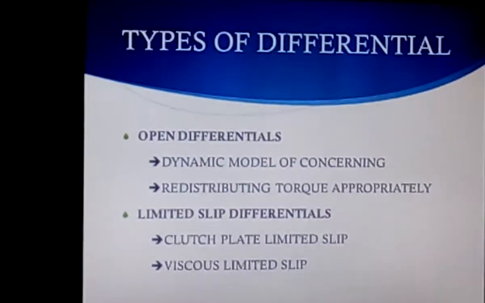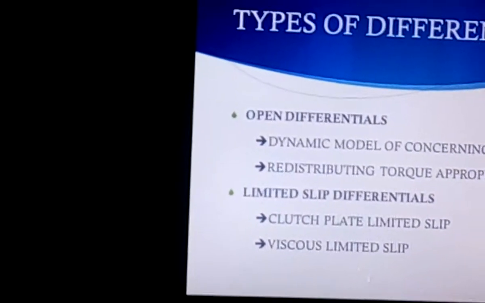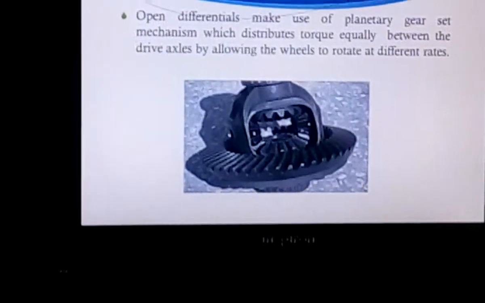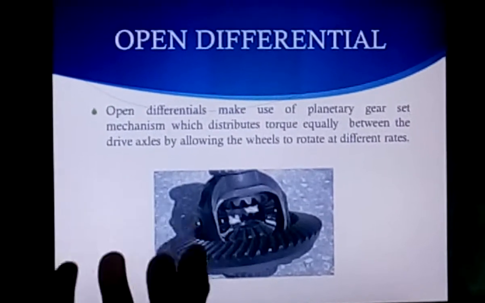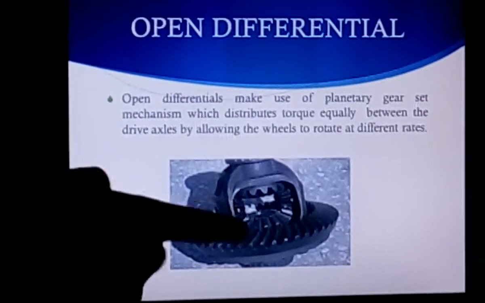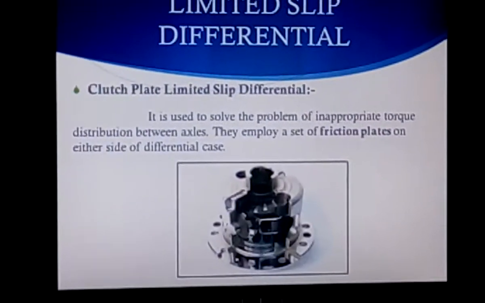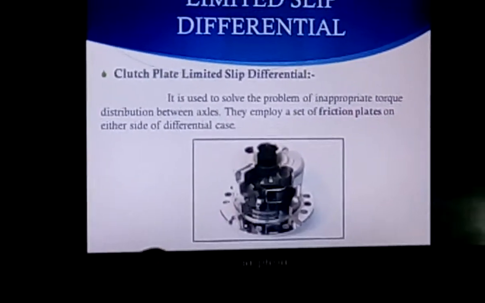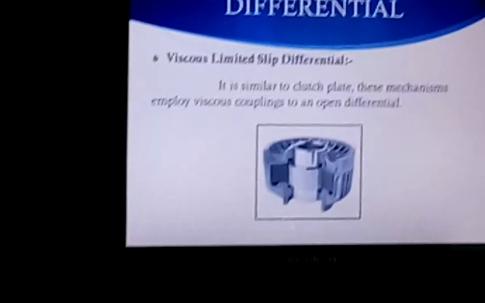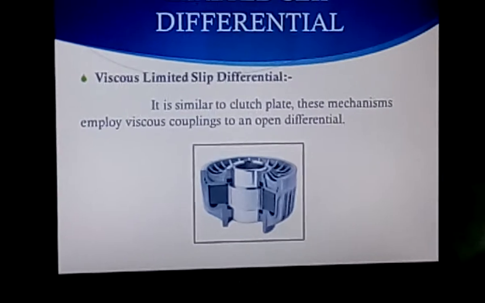Okay, these are the types of differential. Mainly there are two types: open differentials and limited slip differentials. As I said, this is an open differential. It has epicyclic gears, and using these gears you can get different speeds. This will be connected to the two different wheels. Next, limited slip differentials. In this type of differential you use friction plates, and one more type is the viscous limited slip differential. Here you use clutch plates.